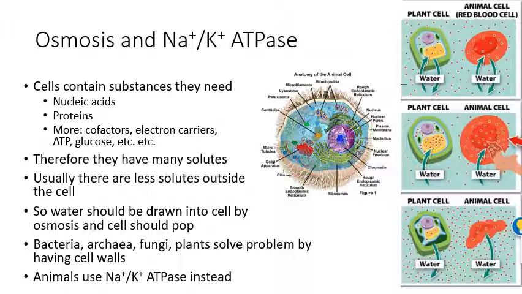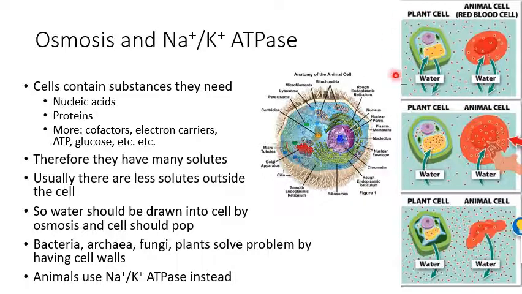If you're an animal cell though, you don't have a cell wall. So if you start swelling up with water, you're going to swell and swell and swell until you do pop. And the way that animal cells prevent that from happening to themselves is by using the sodium potassium pump, which we're going to go into on the next slide. But first, this diagram here is showing different cells in different environments.